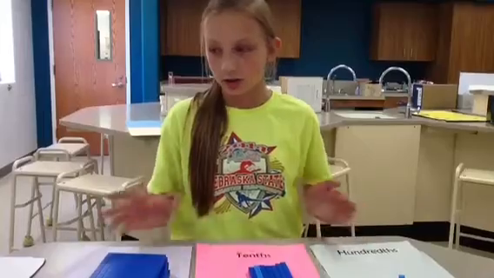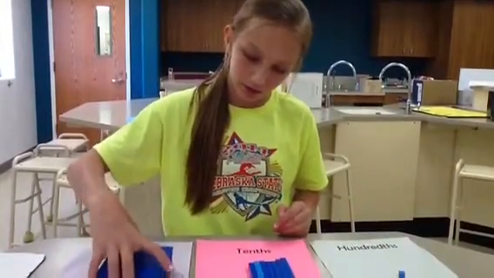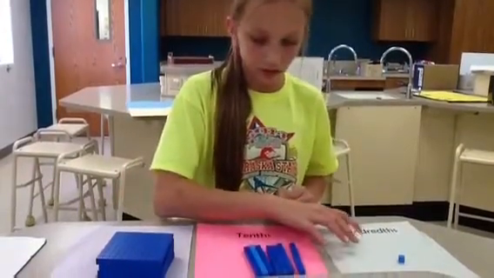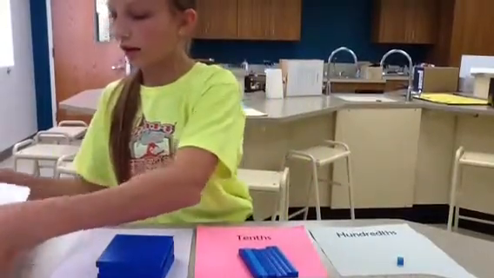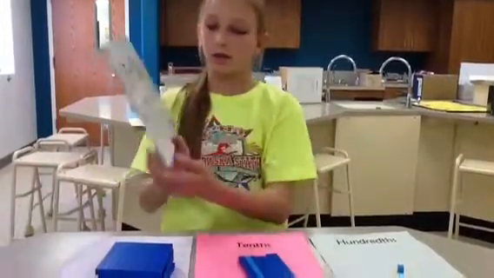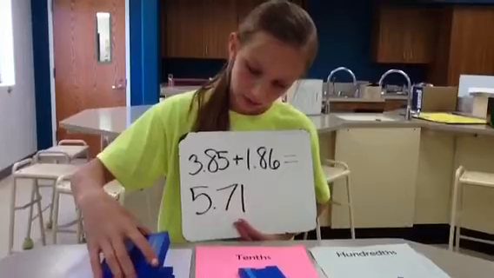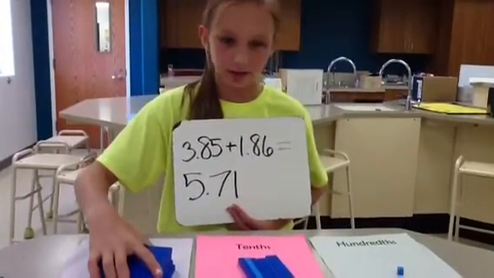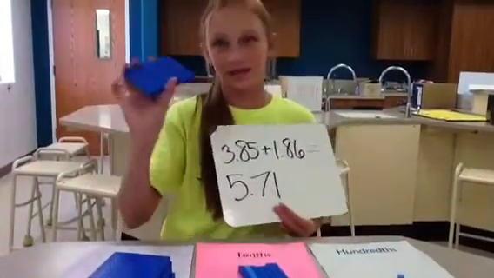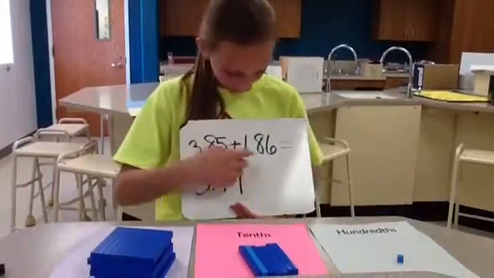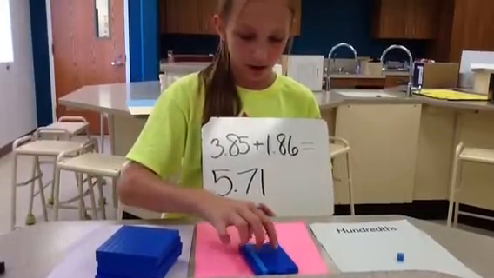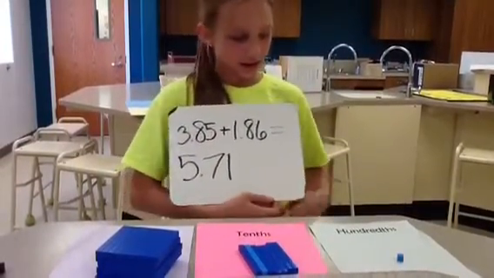We now should have our final answer. 1, 2, 3, 4, 5, 6, 7, 8. And it should be 5 and 71 hundredths. So 1, 2, 3, 4. Oh, we forgot to add one of these to it. So yeah, we forgot to add the 1 to there. So now we have the correct answer with 5 of these, 7 of the tenths, and 1 of the hundredths.